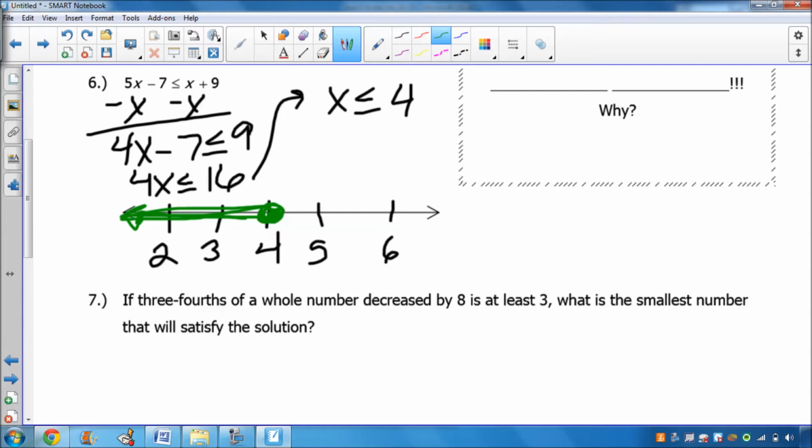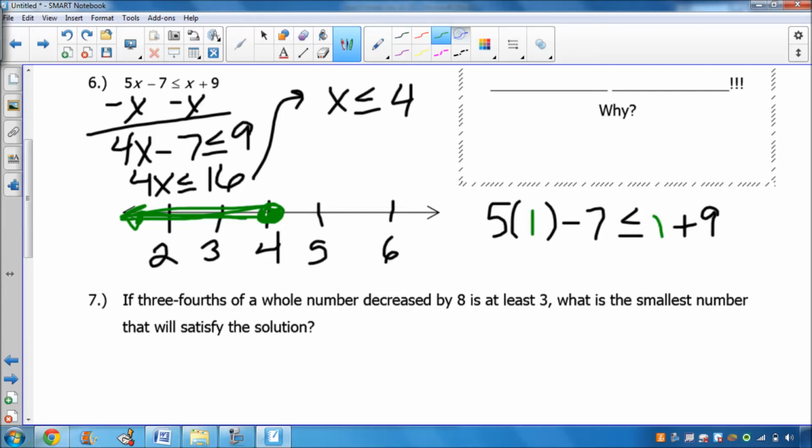Now, any value that's in the shaded area right here will work, okay? So I'm going to choose a random value that's in the shaded area. I'm going to try 1. So watch what happens if I replace 1 in for x. So it would be 5 times 1, right, minus 7 is less than or equal to 1 plus 9.